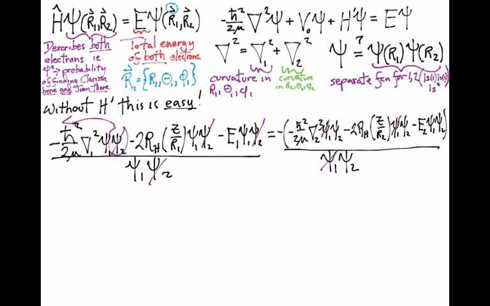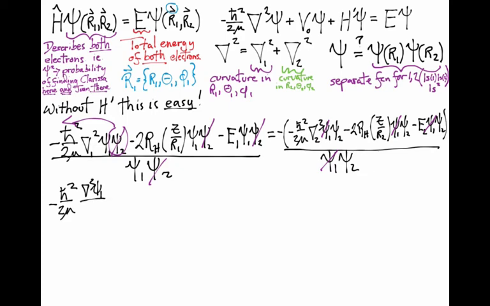That psi 2 isn't affected by that, so it comes out. And then I can divide out all of the psi 2's from the left-hand side. And likewise, I can divide out all of the psi 1's from the right-hand side. And now I really have separated the problem.